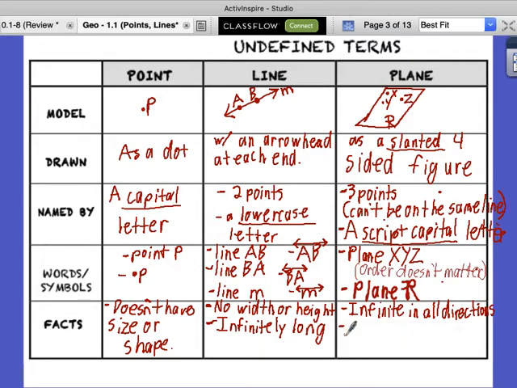This one has no height or width as well, just like the line. So no height or width, either way you want to word that. And then it is a flat surface. It is a flat surface.